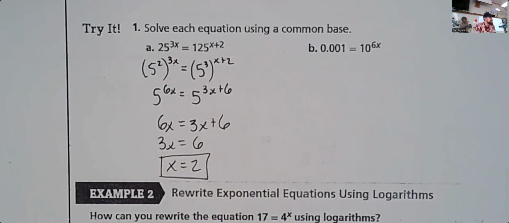Try B on your own. Figure out what base you need to use. I'll give you a hint. One of the two numbers already is using the base that you need to use.